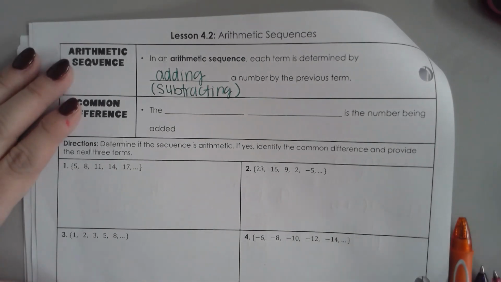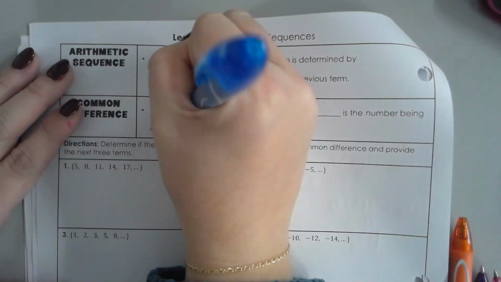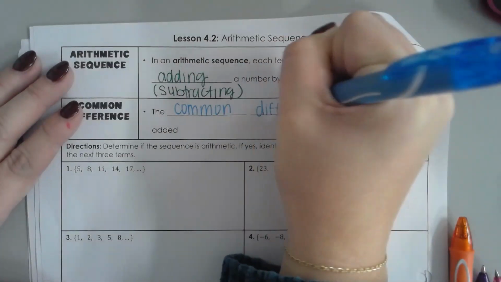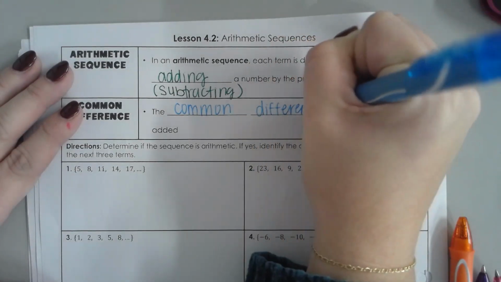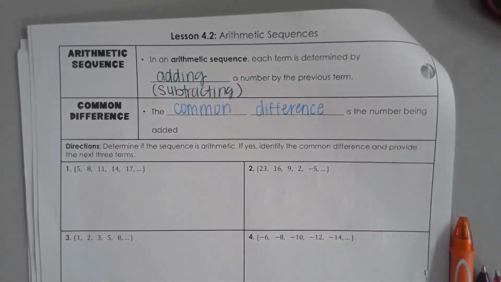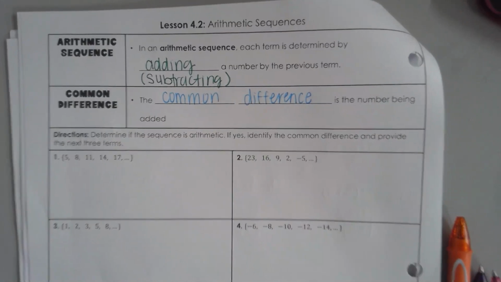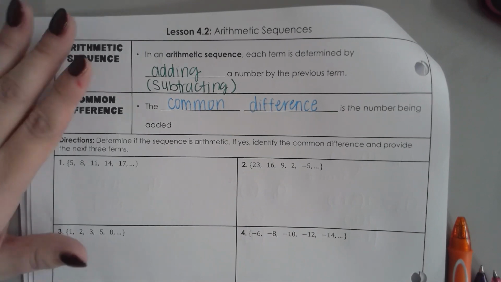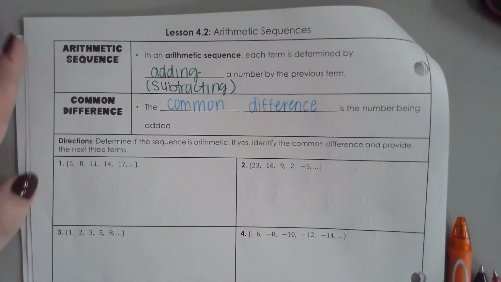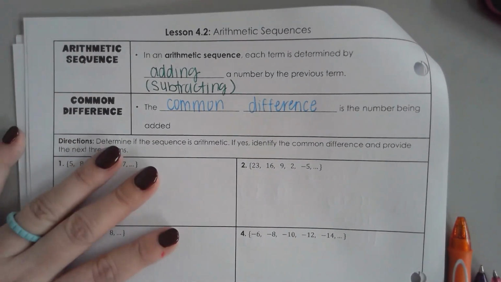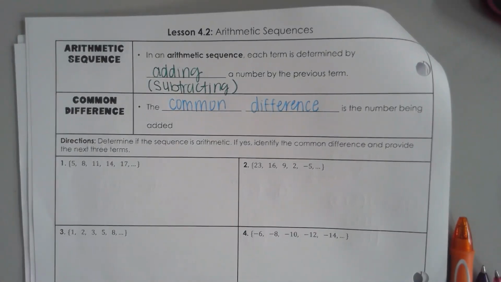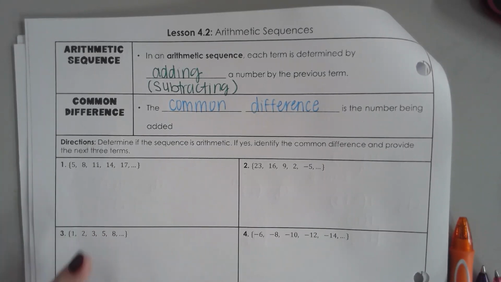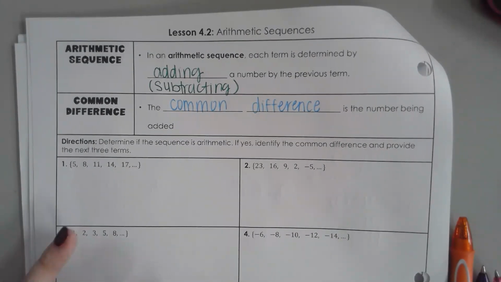The common difference is that number being added. So if I ask you for the common difference, I'm asking you for the number that it's adding every time. In arithmetic sequences, it has to be the same number. You're not going to do plus 2, plus 3, plus 4, plus 5. It has to be plus 2, plus 2, plus 2, plus 2 all the time. Or plus whatever.